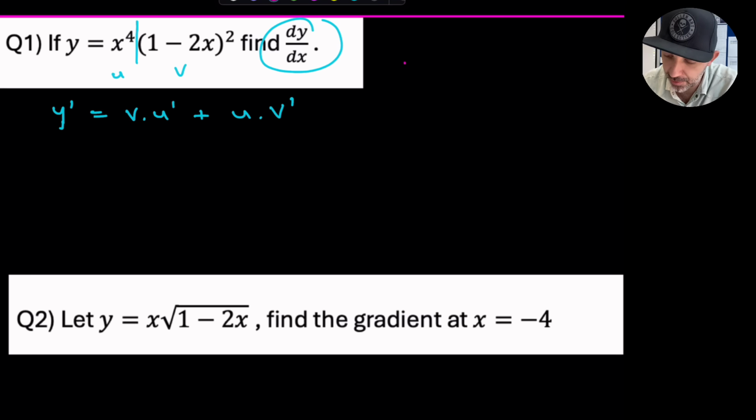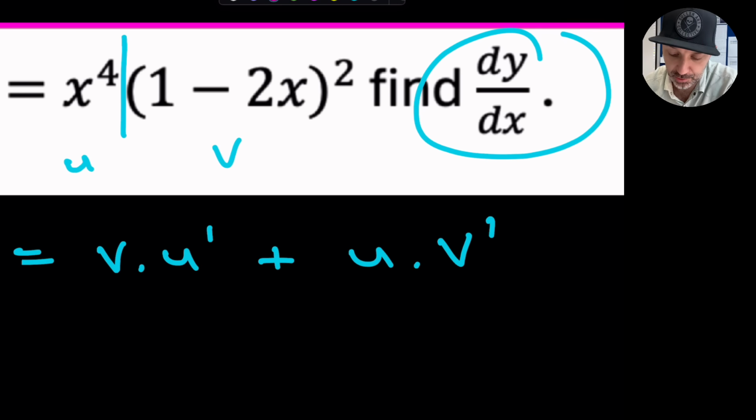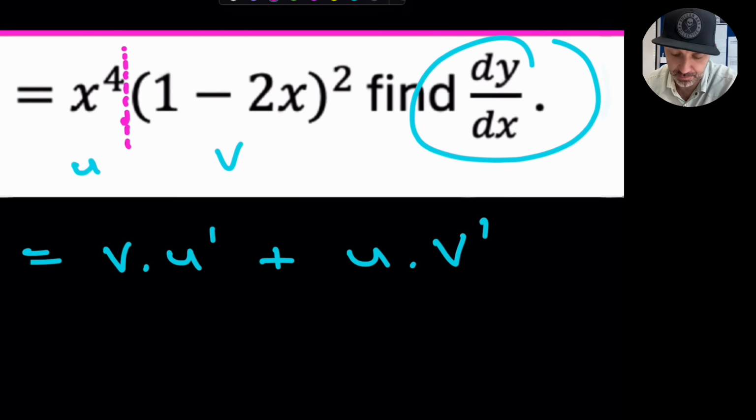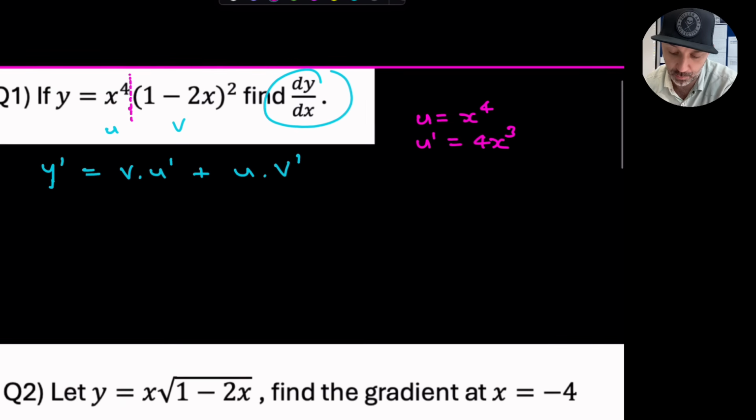So let's go ahead on the right hand side and define what u is. So u is x to the 4. Now how do I know that? Well, where does the multiplication in this expression actually appear? It's here, where I've put this pink dot, because this is x to the 4 multiplied by this whole bracket. So this is why we want to separate this expression into the left hand side and the right hand side. So u is equal to x to the 4. Now when I differentiate u with respect to x, I will get 4x cubed, using simple power rule.